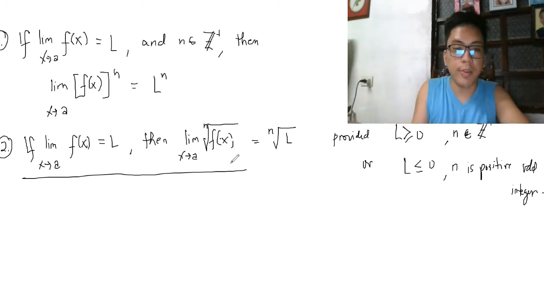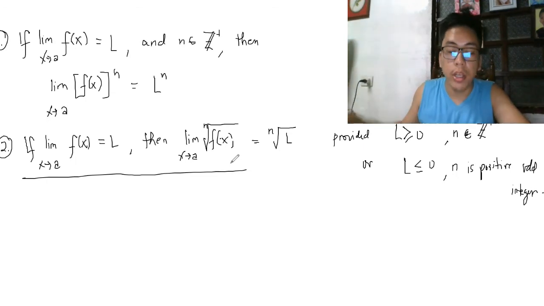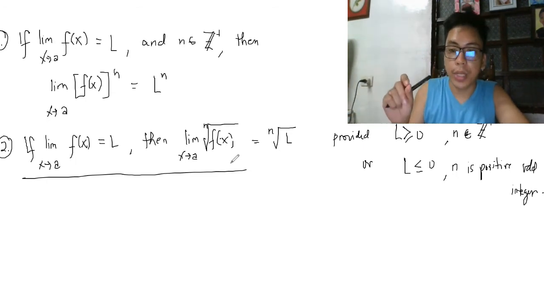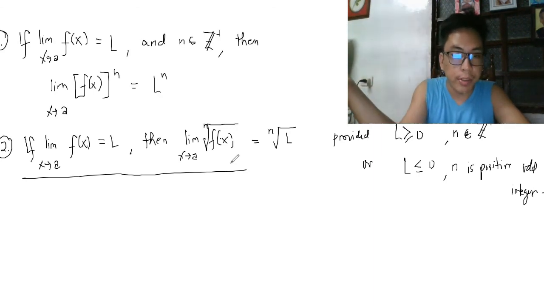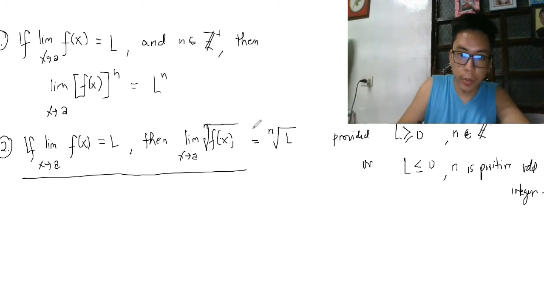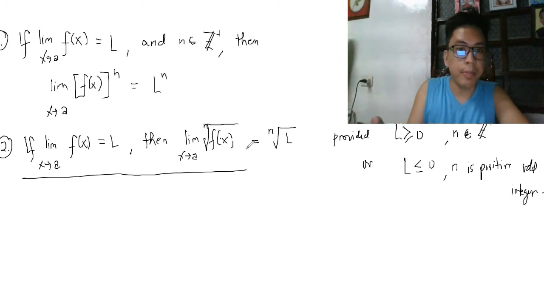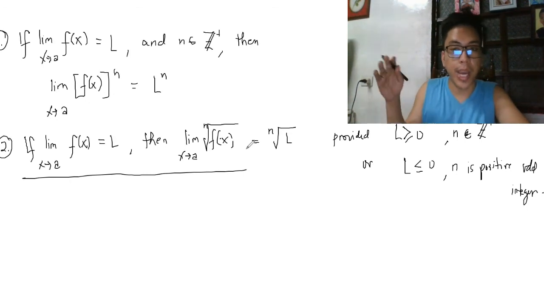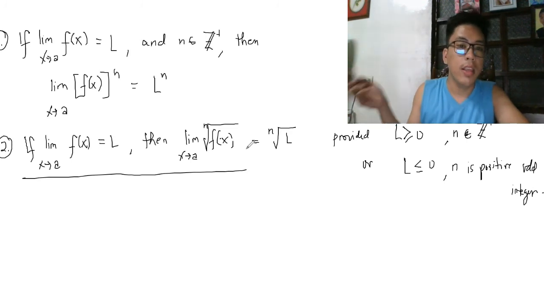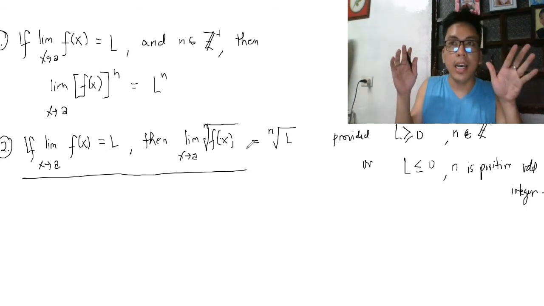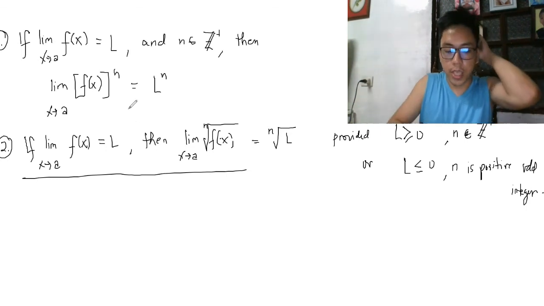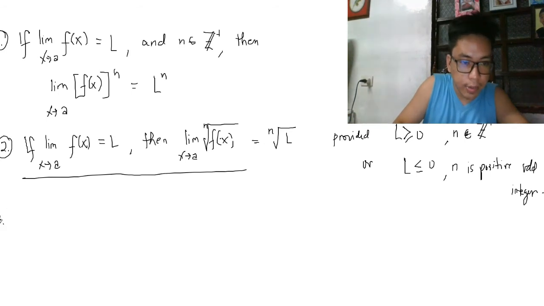So either your L is greater than or equal to 0 and your n is any positive integer in general, or your L is less than or equal to 0, in which case it is acceptable only if your n is a positive odd integer. Otherwise, as I explained in my previous video, if L is negative and n is even, then your result is not part of the real number system, so the expression is undefined.